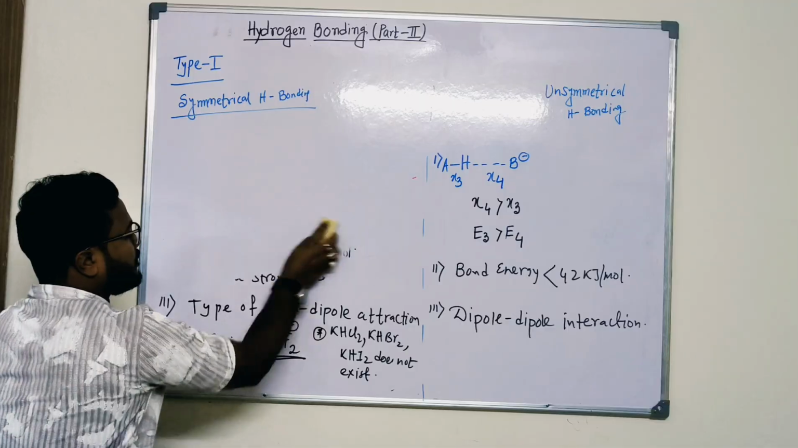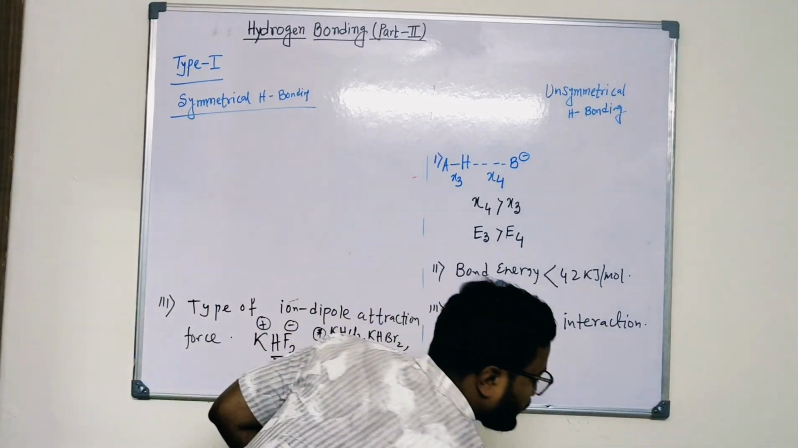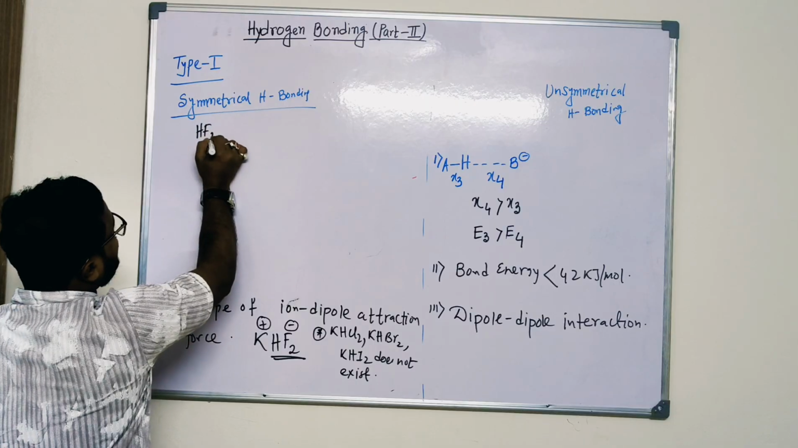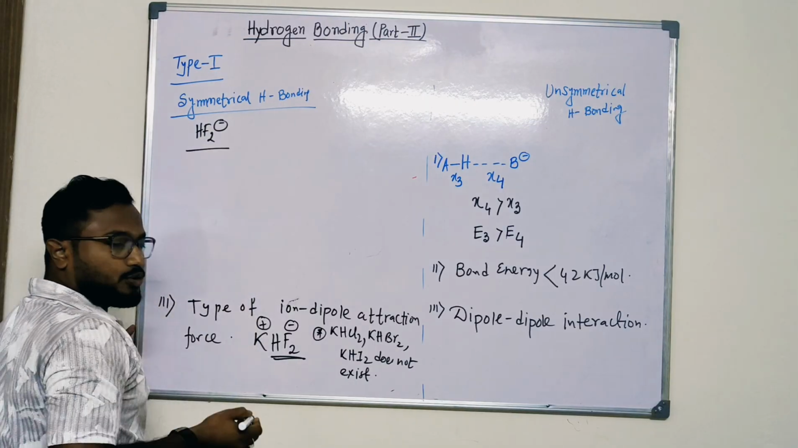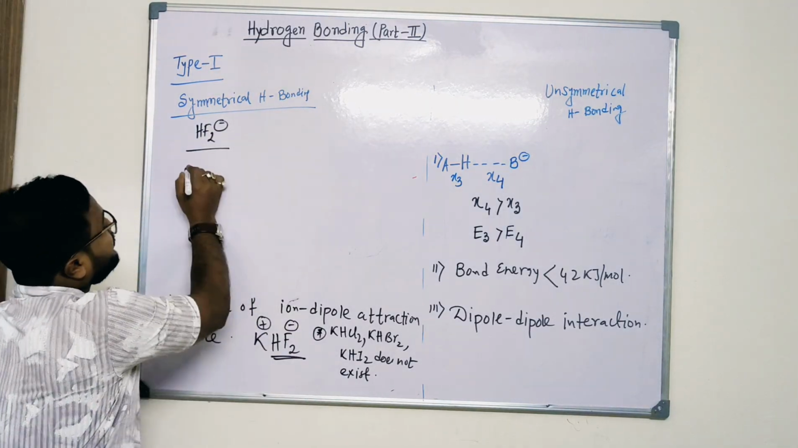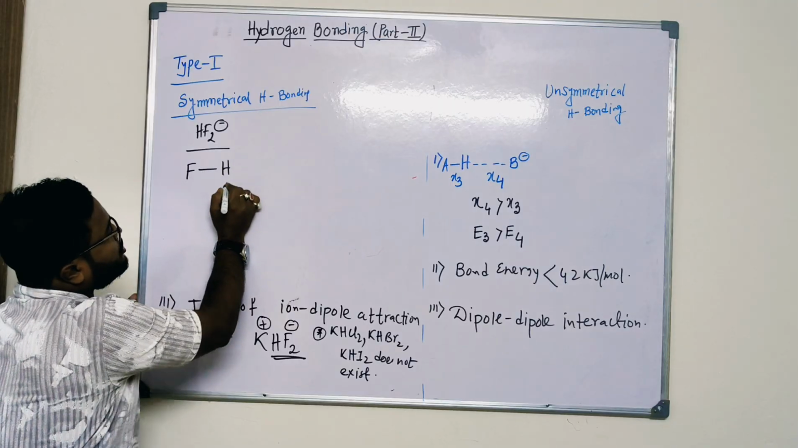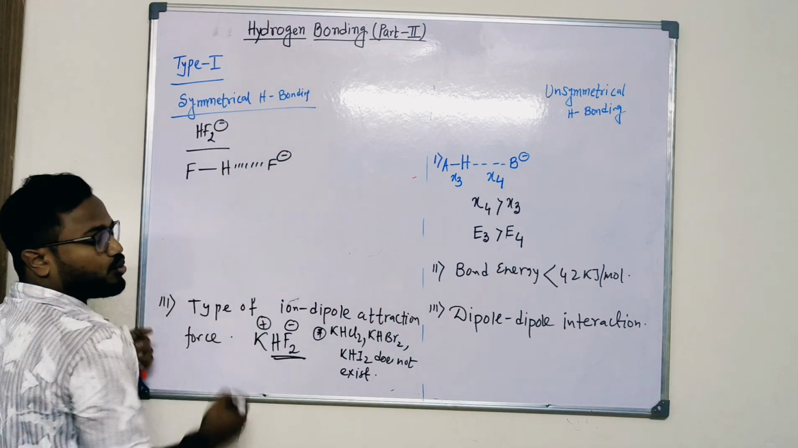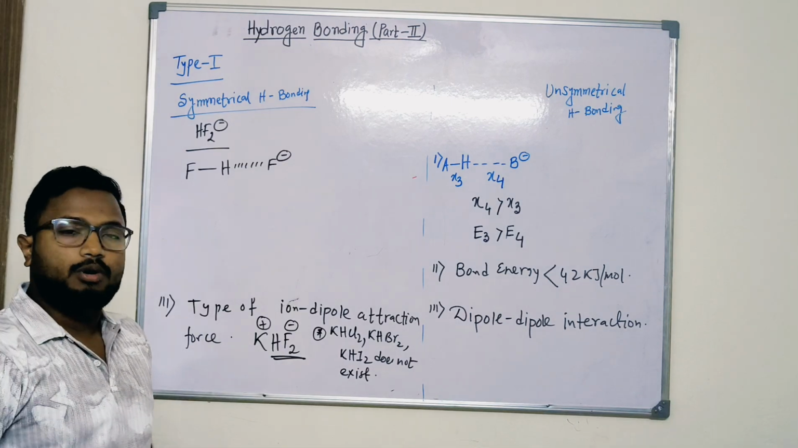What happens in this case? For KHF2, the hydrogen bonding is like HF2 minus. How can HF2 minus be drawn? See, fluorine is connected with hydrogen, and it is connected with F minus. This is one of the strongest hydrogen bonds found.